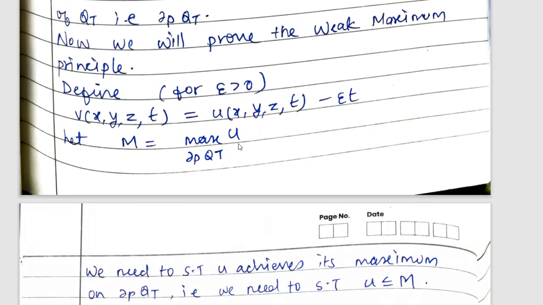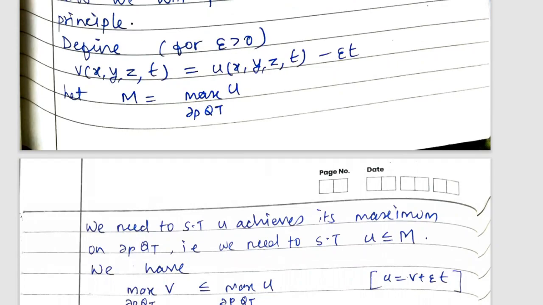Now we will move on to the maximum principle. So we will prove the maximum principle now. For epsilon greater than 0, we define V to be U(x, y, z, t) minus epsilon t. And suppose M is the maximum value of U on the parabolic boundary. Our aim is to show that U achieves its maximum on the parabolic boundary.